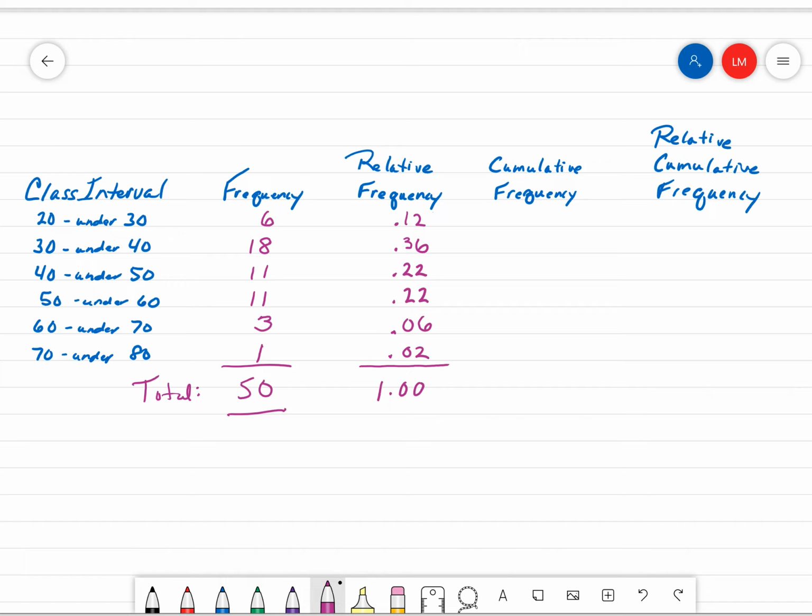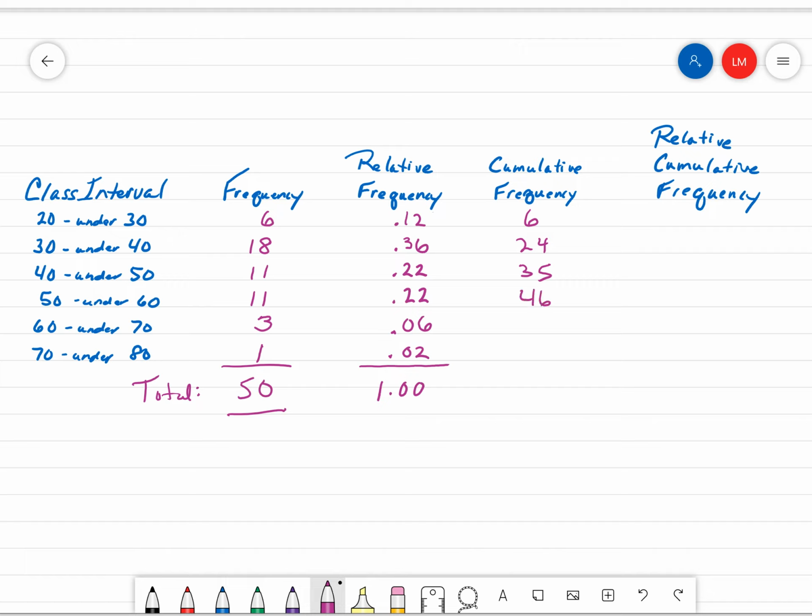Okay, so moving on to the cumulative frequency. How we do that is we start off with the class we're in. So the lowest class is 6. Then we add to it the class that we're working on. So it's the frequencies up to and including the class that you're on. So 6 plus 18 gives us 24. 6 plus 18 plus 11 gives us 35. Then another 11 gives us 46.